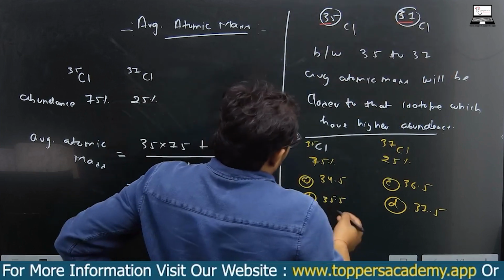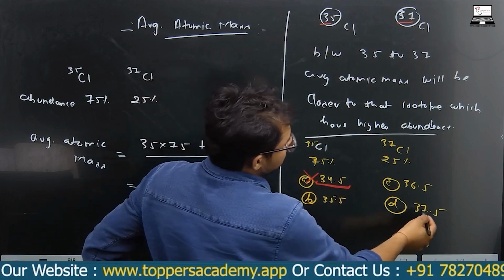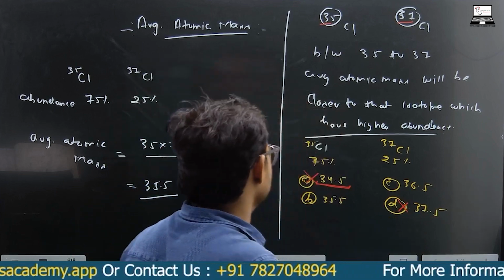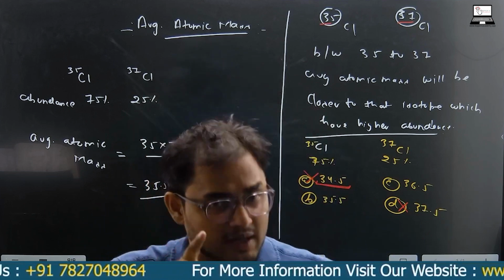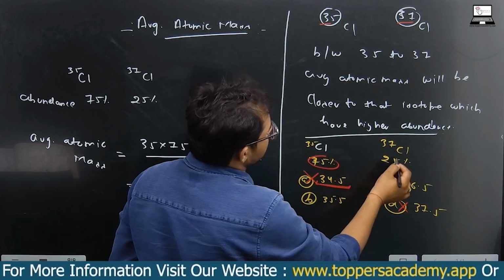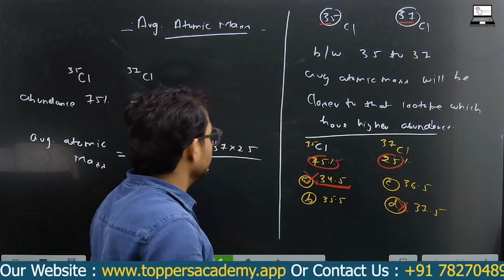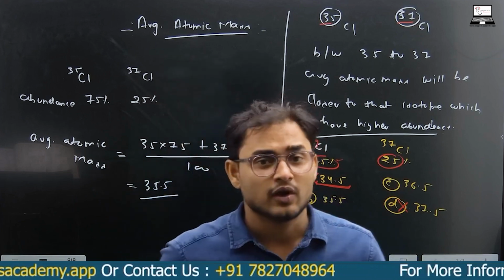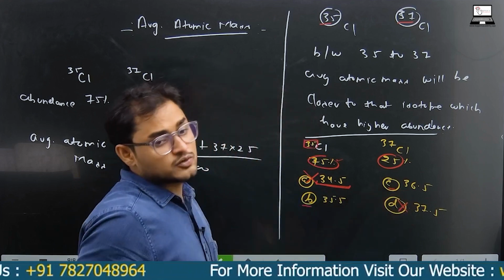Listen, this option is less than 35, so it is wrong. This option is more than 37, it is wrong. So two options are wrong, right? Now my dear friends, the answer will be close to the atomic mass of that isotope which has higher abundance. It has 75% abundance, the other has 25% abundance, that means it has higher abundance, right? So the answer will be very close to 35. Now you will check whether it is B or C, which one is very close to 35.